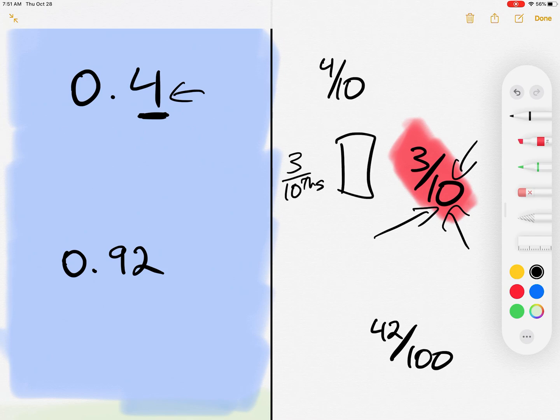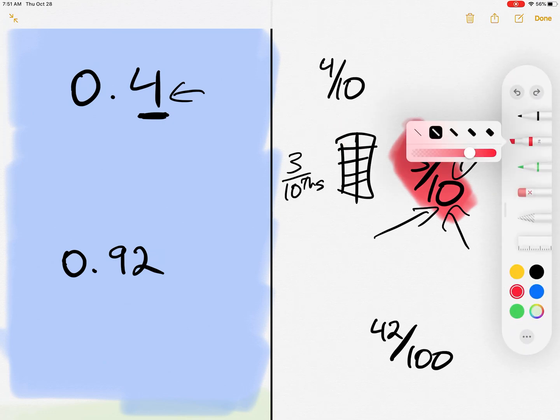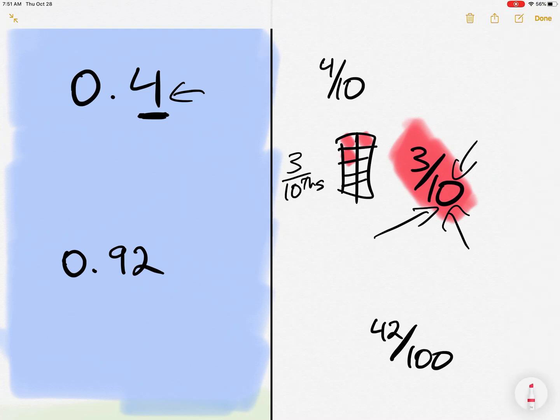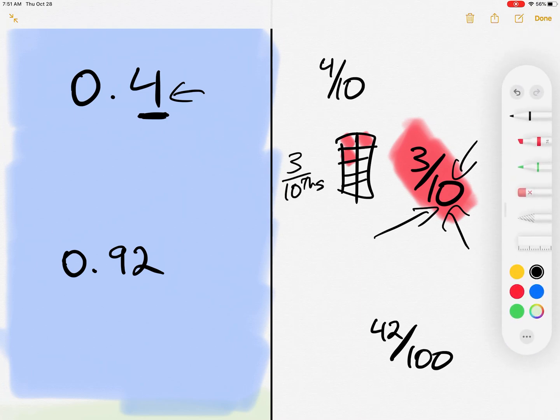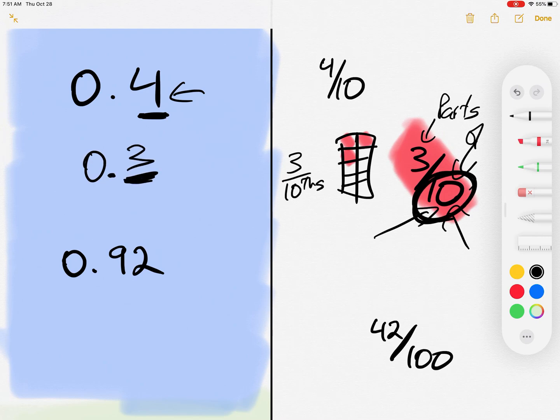What does that mean? That means if we broke a chocolate bar up into 10 pieces, how many do you have? 1. Oh, that's a big highlighter. That doesn't work. We have 1, 2, 3. See, this is 3 out of 10. It's another way to write a fraction, or how to say a fraction. I have 3 parts of 10. So this is going to be 0 point, what place value? Tenths. 3. That's my tenths.